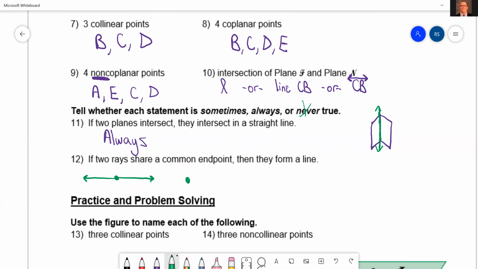What about if they do something like this? They start at the same point, but do they make a line? No. So we can't say always, because they don't always do it. So our answer here would be sometimes. Sometimes they do, sometimes they don't.